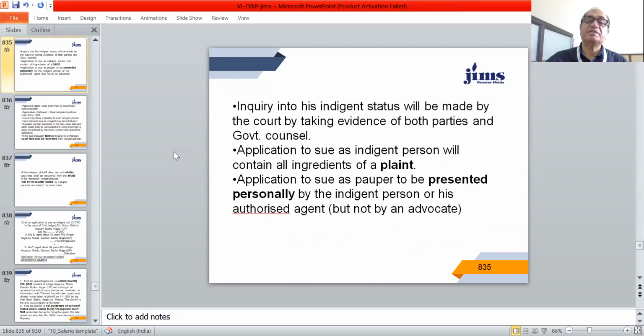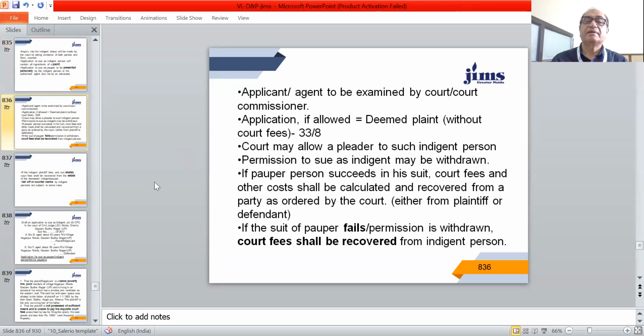This inquiry is to be made by the court by taking evidence of both the parties and government counsel. The application to sue as indigent person will contain all the ingredients of a plaint, and this application to sue as pauper or indigent person is to be presented personally by the indigent person or his authorized agent, but not by an advocate. The applicant or agent of the applicant will be examined by the court or by the court commissioner.